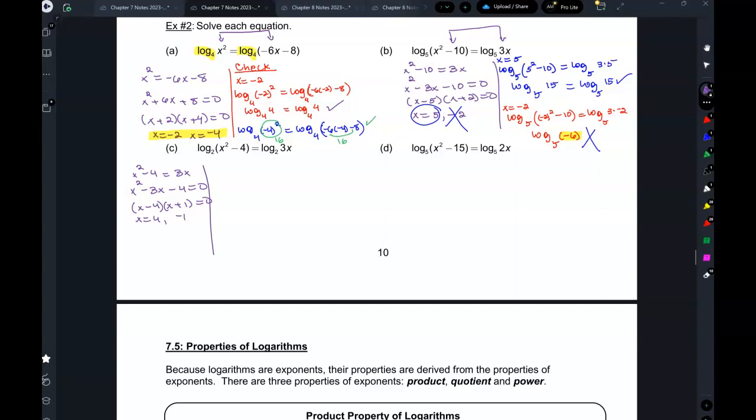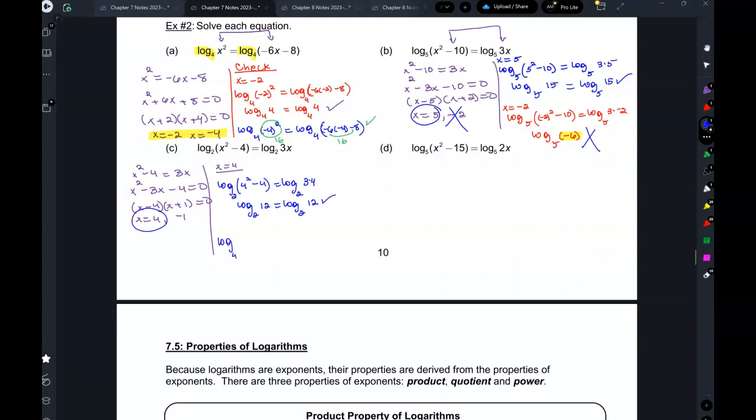Okay, so let's check now. x equals 4. Well, let's see. Log base 2 of 4 squared minus 4, equals log base 2 of 3 times 4. So here I have log base 2 of, what is this, 16 minus 4, 12, equals log base 2 of 12. Okay, that works.